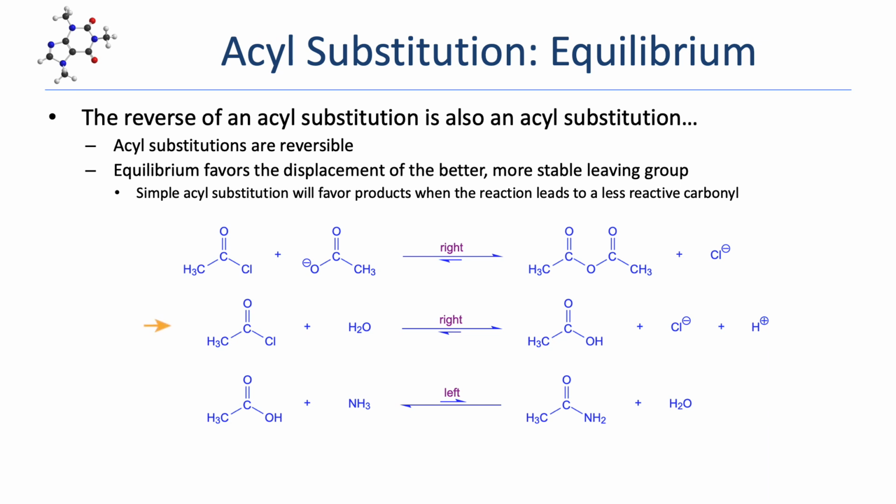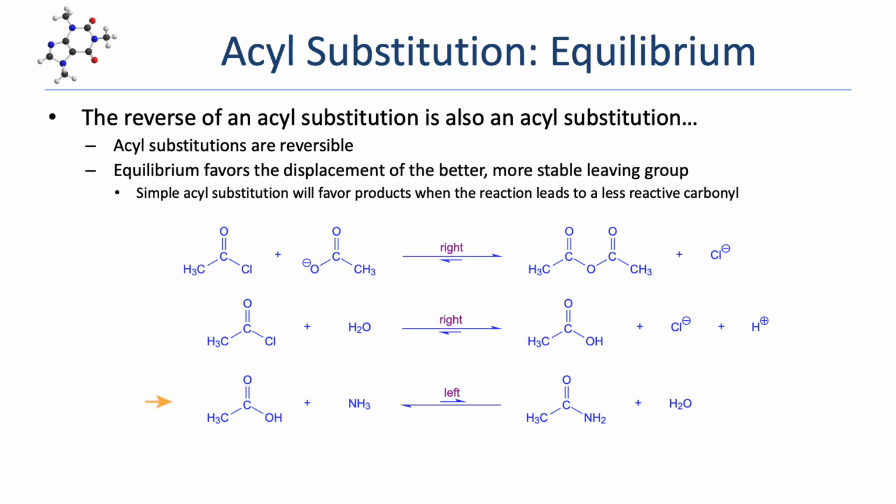In the second example, we see an acyl halide reacting with water, forming a carboxylic acid and chloride. We can again predict this reaction to be productive, favoring products. The simplified explanation is that acyl halides are more reactive than carboxylic acids. And as we just stated, these simple direct acyl substitutions will favor products when the reaction leads to a less reactive carbonyl. The product carboxylic acid is less reactive than the reactant acyl halide, so the reaction works.